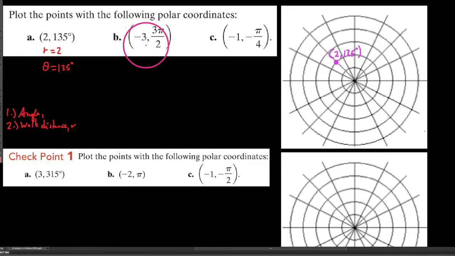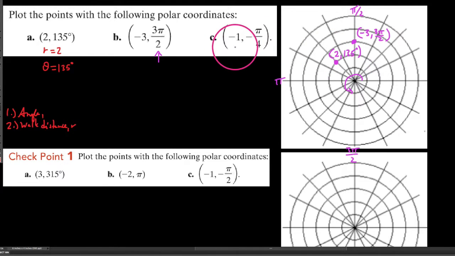Now, when we look at (-3, 3 pi/2), the first thing I notice is 3 pi/2 is a quadrantal angle. That is to say, we have pi/2, pi, and then 3 pi/2. So our angle is going to be facing that way right here, and you can imagine this imaginary line running through it. But the question is, are we going to walk 3 units in the 3 pi/2 direction or 3 units backwards? Because it is a negative r value, we're going to walk 3 units backwards. So if we walk backwards 3 units from a 3 pi/2 direction, we would be located at this point right here.